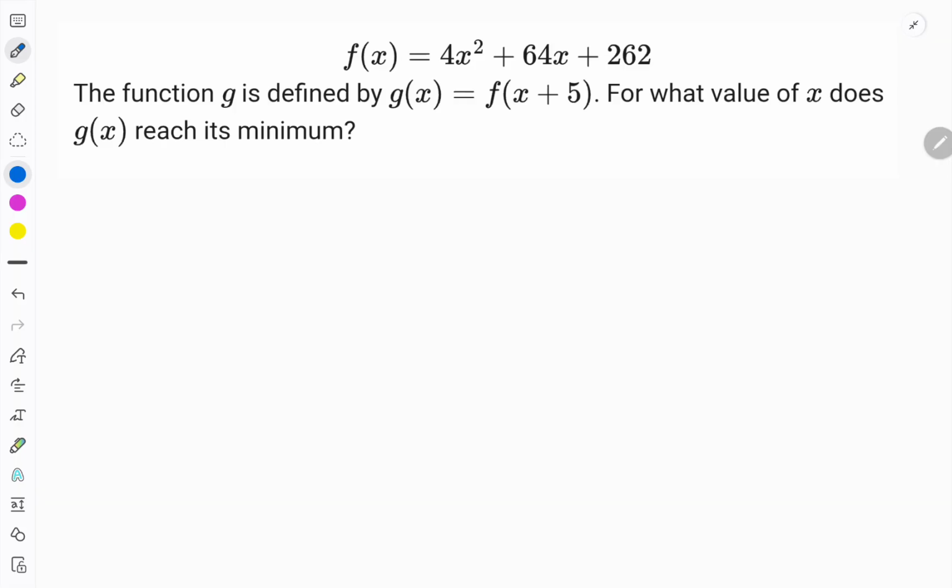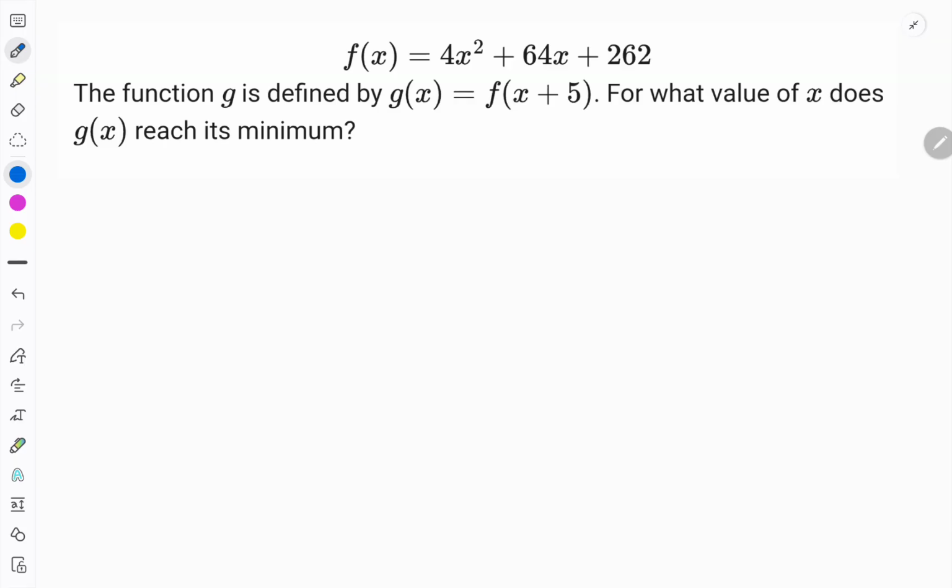We have function f, which is 4x squared plus 64x plus 262, and the function g, which is defined by f of x plus 5. For what value of x does g of x reach its minimum?